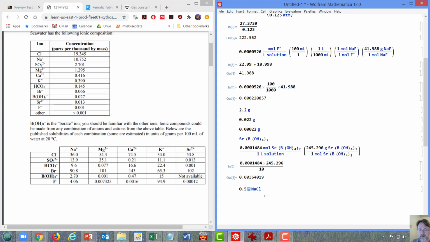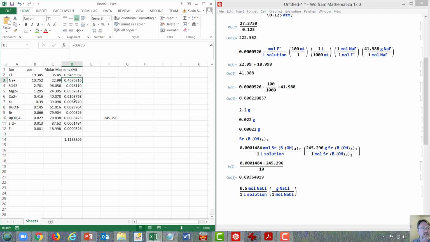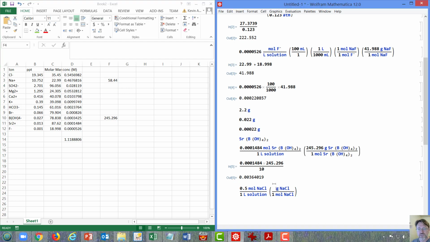So 0.5 molar sodium chloride is the same as 0.5 moles in 1 liter of solution. We need to convert from moles to grams. So 1 mole NaCl is going to be a certain number of grams NaCl, and we can again get that from our spreadsheet over here. Our molar mass of sodium chloride is going to be that one plus that one. So this is 58.44.